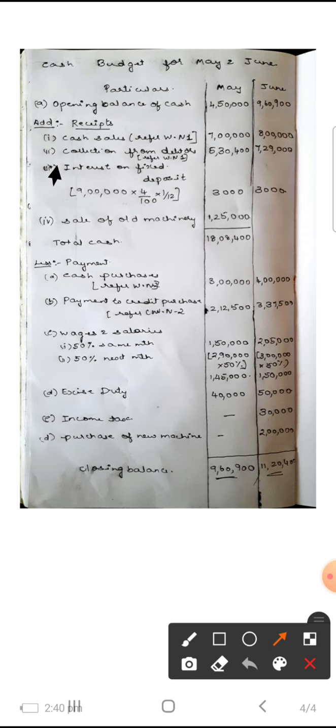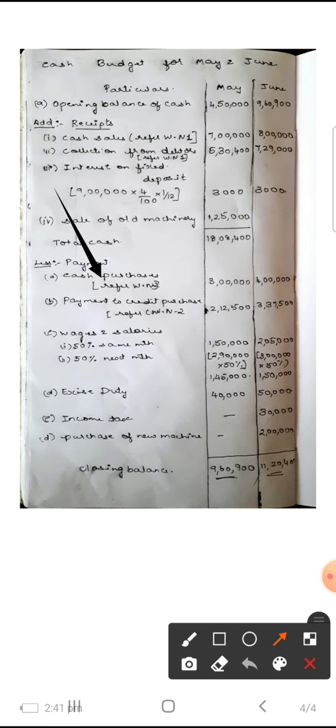Then receipts. In receipts, first we have to write sales, cash sales. As you see in the working note, write the amount. Collection from debtors, see the working note and write the amount. And then if you check the problem, you have interest on fixed deposit, which is an income. So for 1 month each, 3,000. Then you have sale of machinery, you will get 1,25,000. So if you total this, you will get 1,08,400.